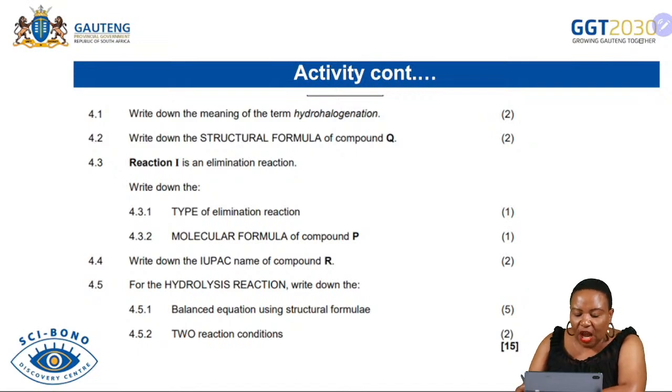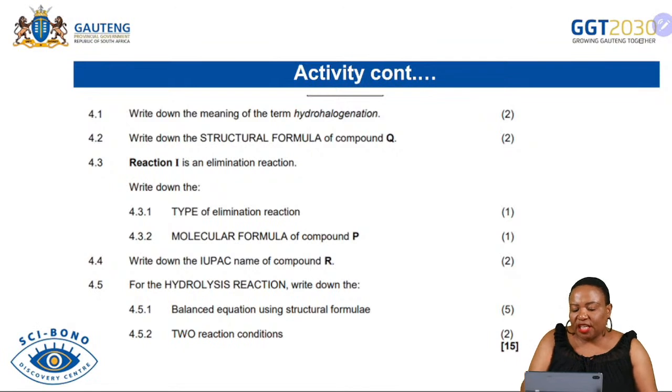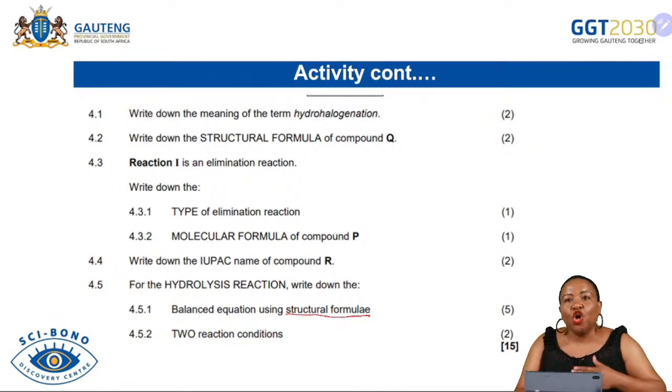And then write down the IUPAC name of R. I think we can do that because we've identified R already. For the hydrolysis reaction, write down the balanced equation using a structural formula. The examiner sometimes will say use structural formula, sometimes condensed structural formula, sometimes molecular formula. So it is very important to follow the instructions according to the way the examiner is asking the questions.